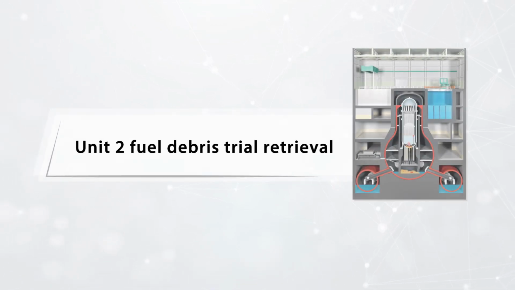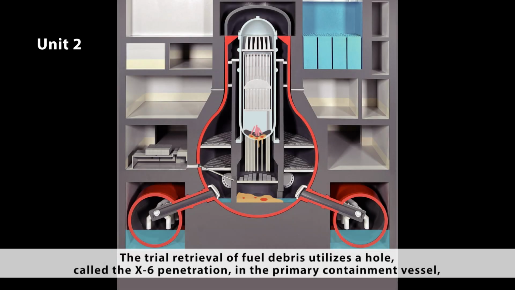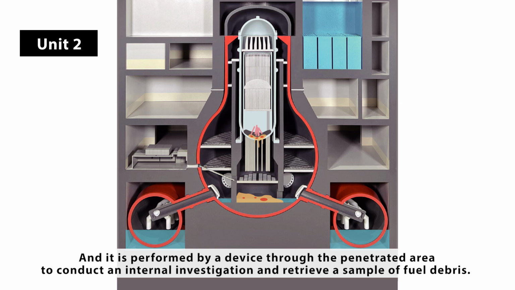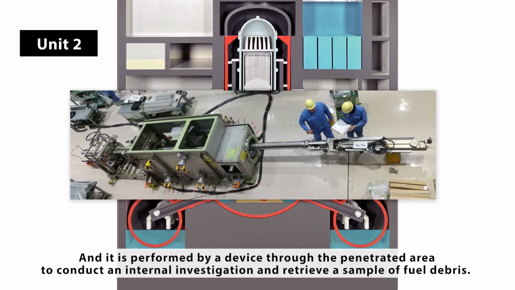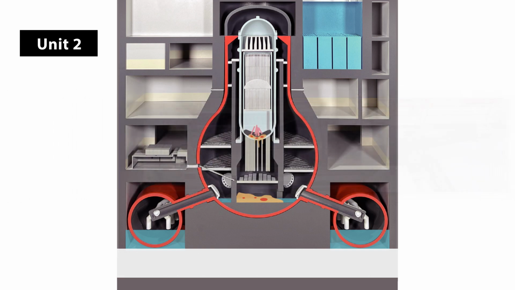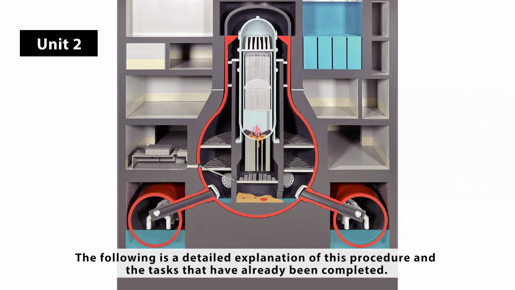Unit 2 Fuel Debris Trial Retrieval. The trial retrieval of fuel debris utilizes a hole, called the X6 penetration, in the primary containment vessel, and it is performed by a device through the penetrated area to conduct an internal investigation and retrieve a sample of fuel debris. The following is a detailed explanation of this procedure and the tasks that have already been completed.